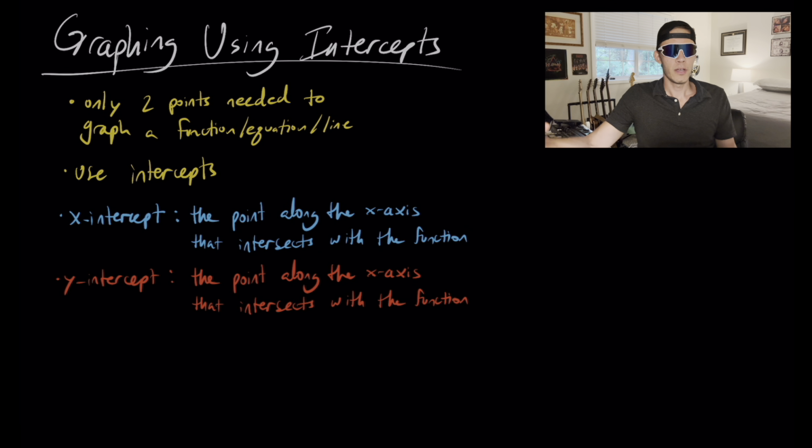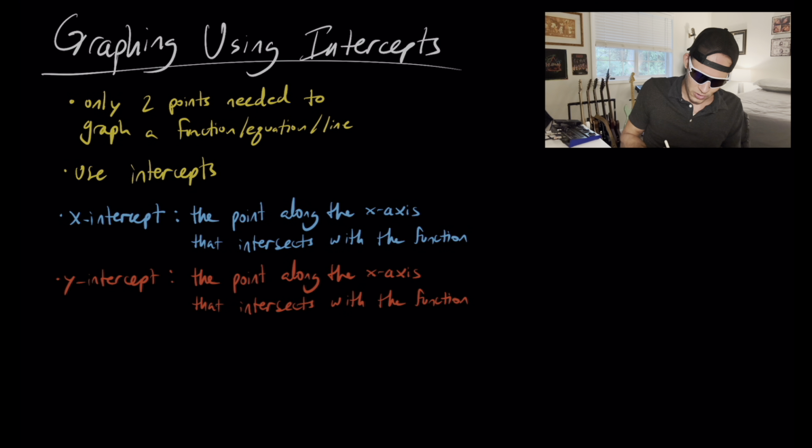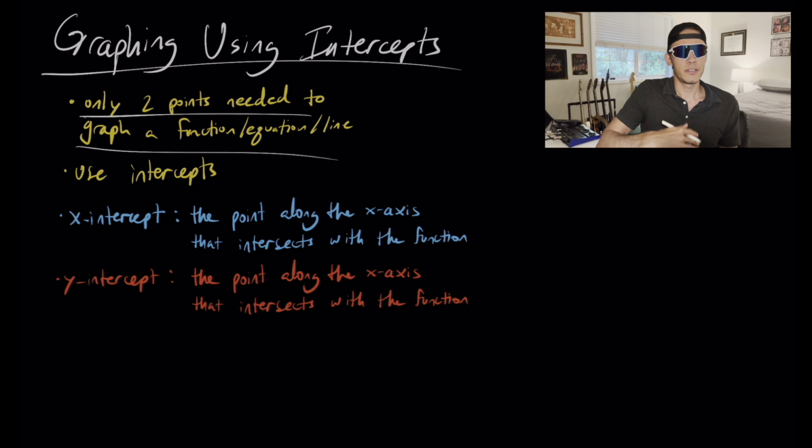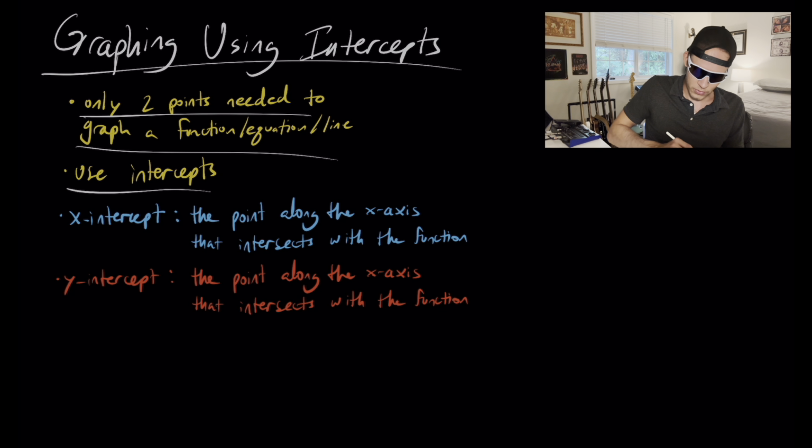So we talked about solutions and plugging in values for x and y to check if a point is a solution to an equation or a function in the last video. And we also made the point that you only need 2 points to graph a function, an equation, a line on an x and y coordinate plane. So we're going to use that to our advantage because we'll use intercepts.